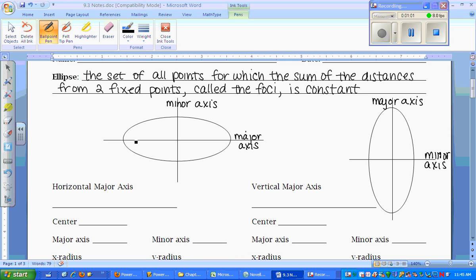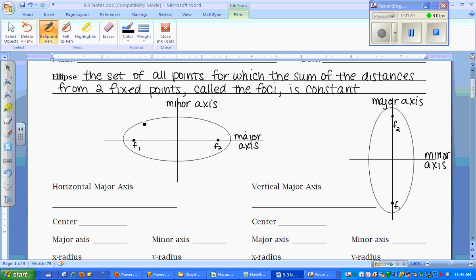What you need to know is that each of these ellipses have foci on them. Foci is plural for focus. And the foci always fall on the major axes. And so they look like the two dots in each of these ellipses.